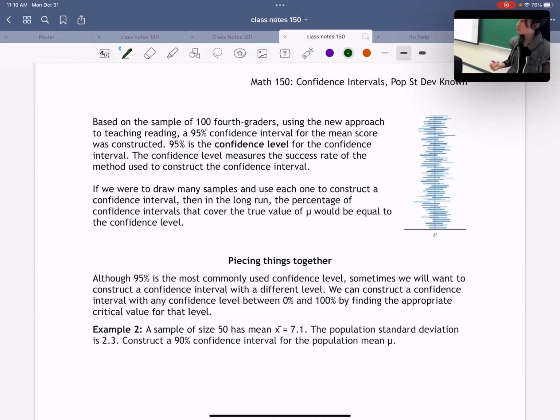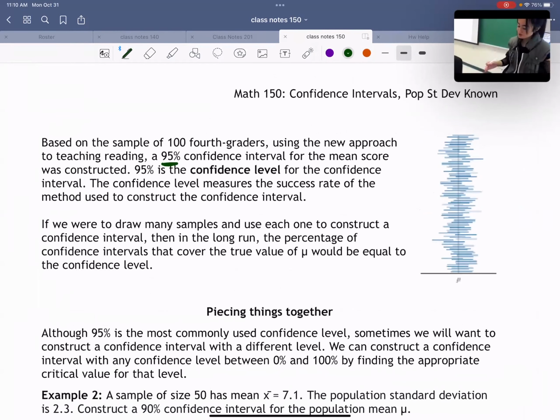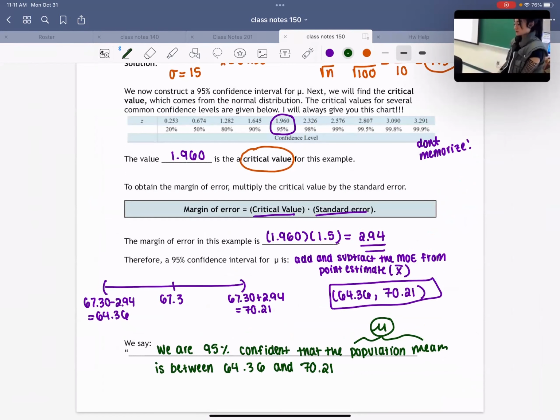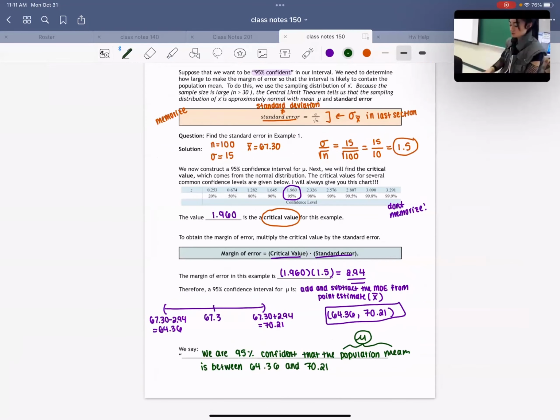So I kind of threw this level at you, which I actually always will do. But I told you that I wanted to be 95% confident. What does that even mean, right? What this means, and it's kind of hard to explain thoroughly, but I'll give you an idea. When I construct this confidence interval, 64.36 to 70.21, I actually don't know if the mean is going to be in there. It's not sure if the mean is going to fall between those two numbers.